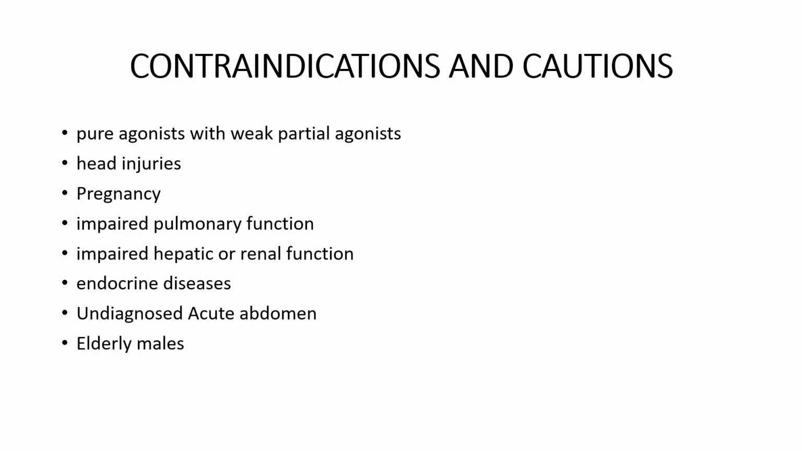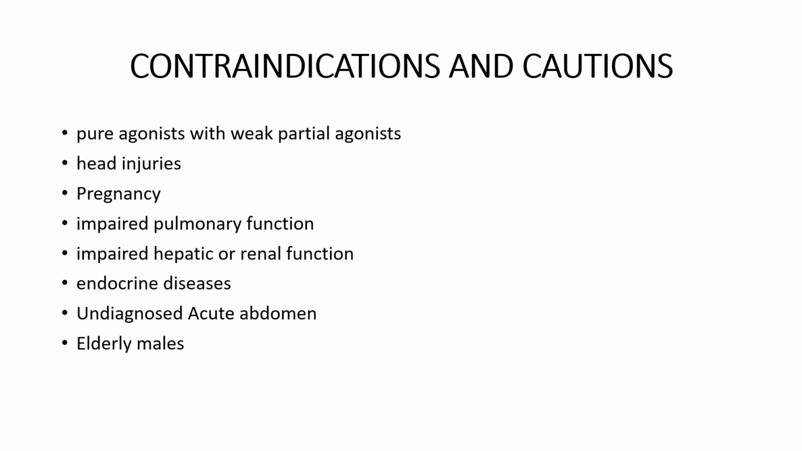The main contraindications and cautions with opioid use are you should not give a pure agonist and partial agonist together. When a partial agonist is given along with a pure agonist, it acts like an antagonist. So the efficacy of the pure agonist would be reduced. So both of these should not be given together.